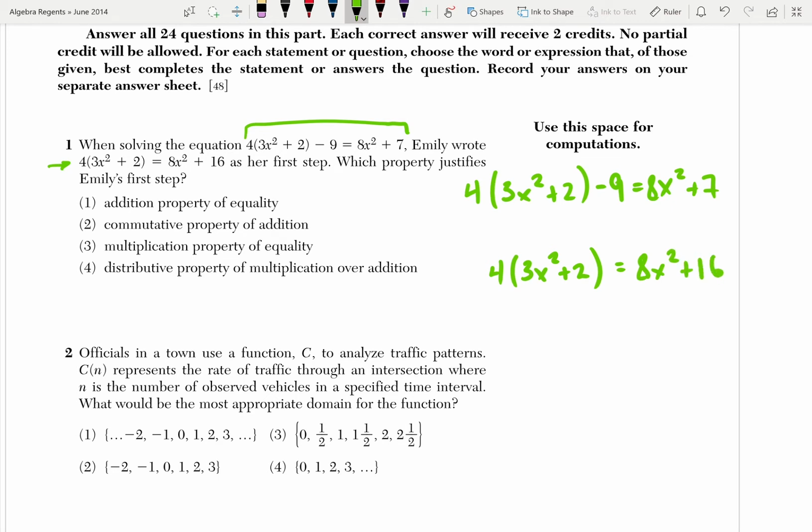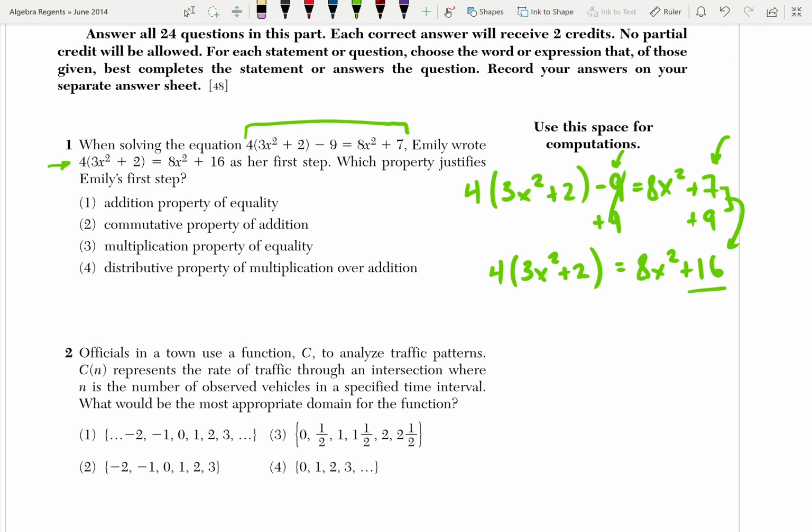Okay, so what changed? So first we're missing that minus 9 that we had in the original equation, right? That's not there anymore. And we're also not seeing this plus 7 anymore, right? Instead we see plus 16. So what actually happened here is we added 9 to both sides. When you add 9 to the left side of the equation, these 9s go away. When you add 9 to the right side of the equation, this becomes 16. Okay, so now that we know what happened to the equation, let's see which one of these properties applies.